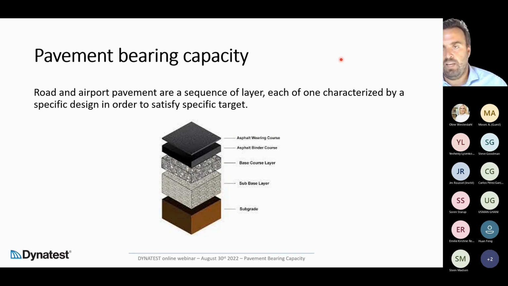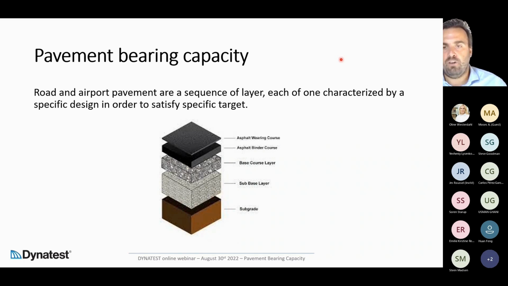The pavement is a sequence of layers, each one characterized by a specific design in order to satisfy a specific target. And usually we isolate the subgrade, that is the semi-infinite space. And then we have a subbase layer, or foundation layer, that is usually a granular material. The grain size can be controlled or not. In some countries it is crushed stone. In some other countries, they use recycled aggregates. So the nature of each aggregate can be different, but at the end, the scope is more or less the same. Then we have a base course.